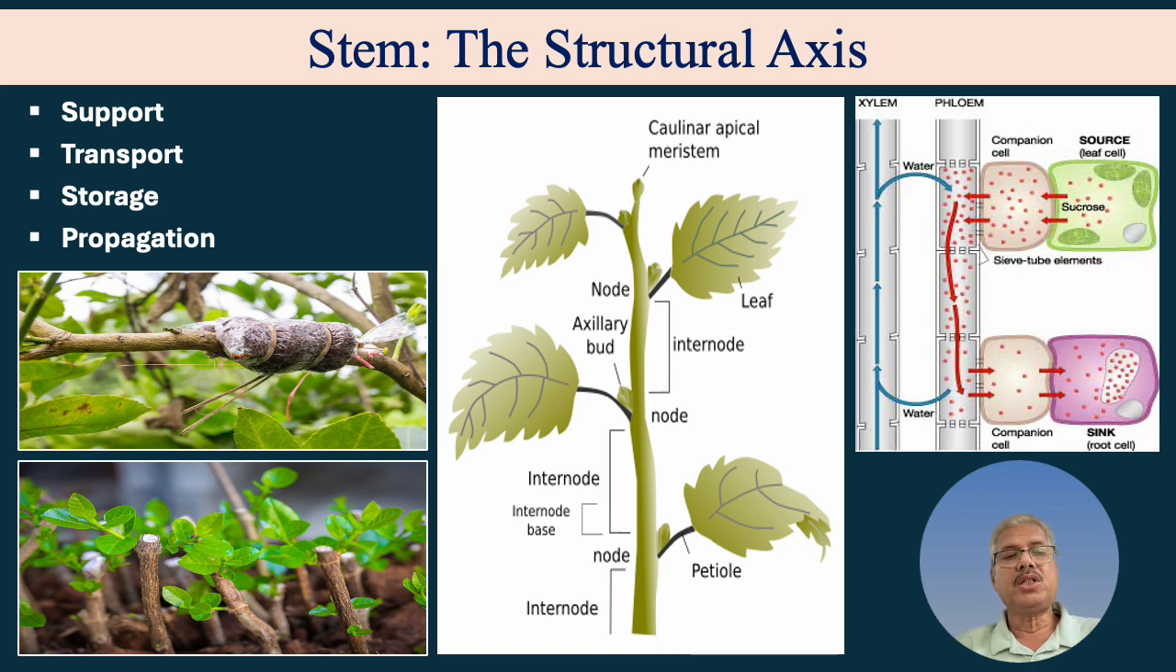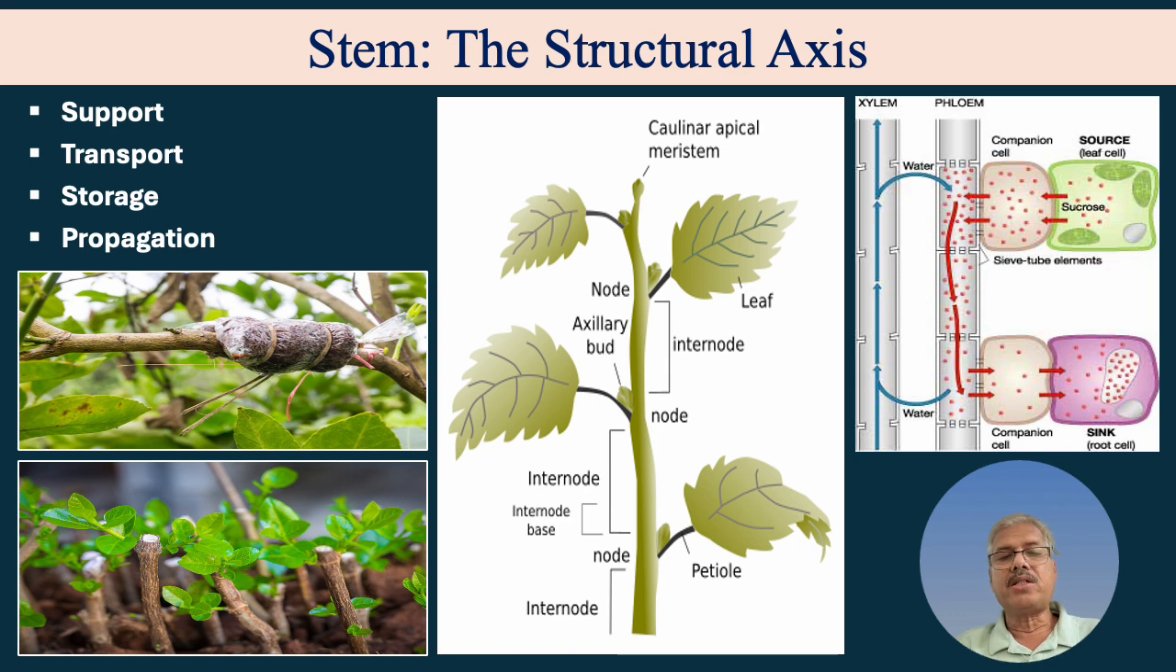The main functions include: the stem provides structural support for the plant, holding leaves, flowers, fruits upright. It acts as a conduit of water and minerals transported upwards from the root via xylem. It also transports sugars and other organic compounds produced during photosynthesis to other parts of the plant via phloem.